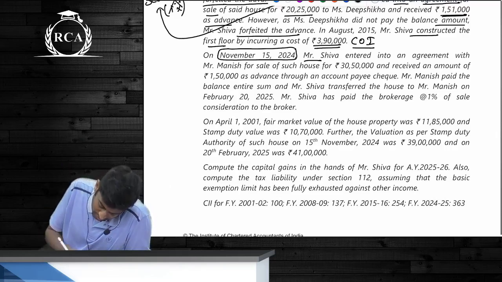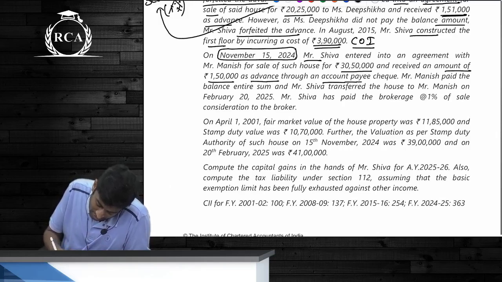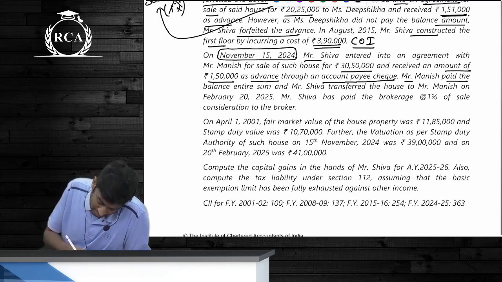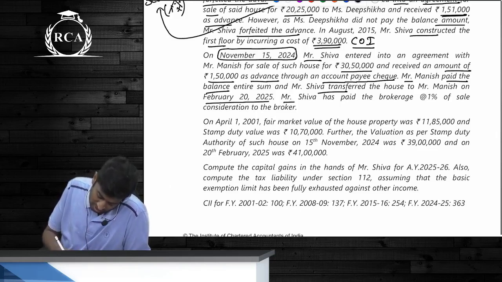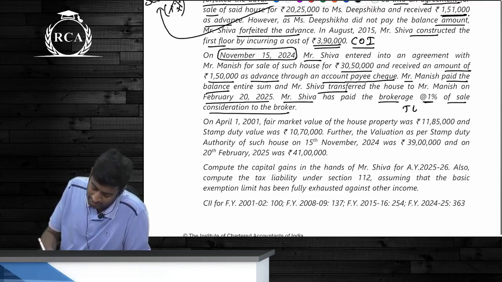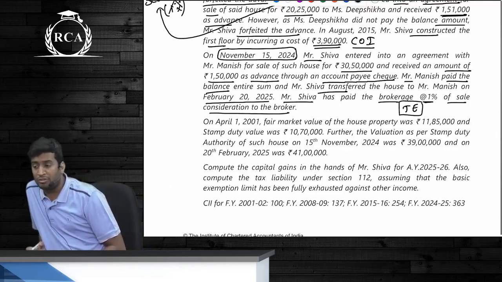Sold for 30,50,000 and received an amount of as an advance through a cheque. Mr. Manish paid the balance entire sum and Mr. Shiva transferred the house to Manish on. Mr. Shiva has paid the brokerage at the rate of the sale. This becomes your TE, transfer expenses. I hope we remember the pro forma.